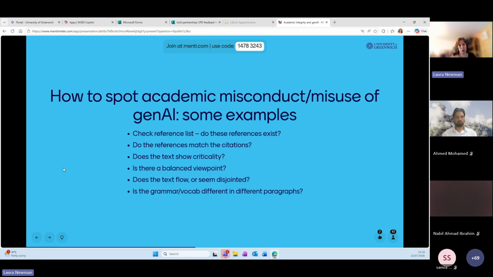So again, it's about you knowing your students and recognizing that. And then again, looking at the grammar and the vocab, if it's a different tone, if it's written very differently, then quite often that's a sign. These are obviously just some examples, and it doesn't necessarily mean for sure that they have used GenAI, but it can be a red flag for you to pay a little bit more attention. So those are some easy ways of seeing whether something may be wrong and then looking into it in a little bit more detail.